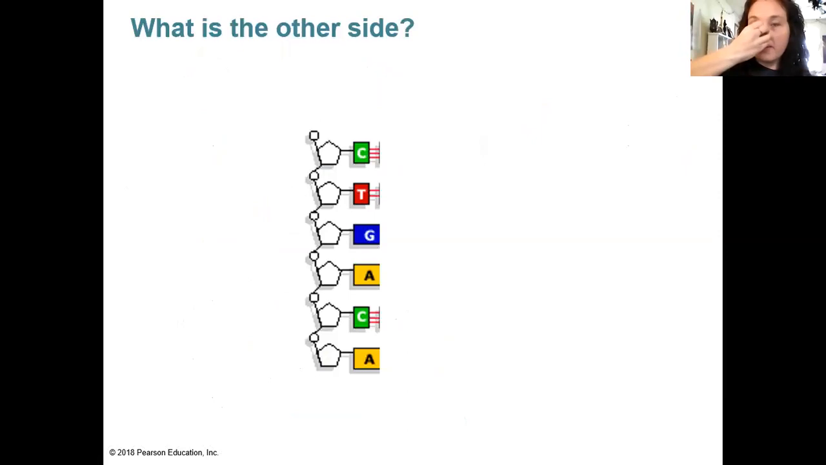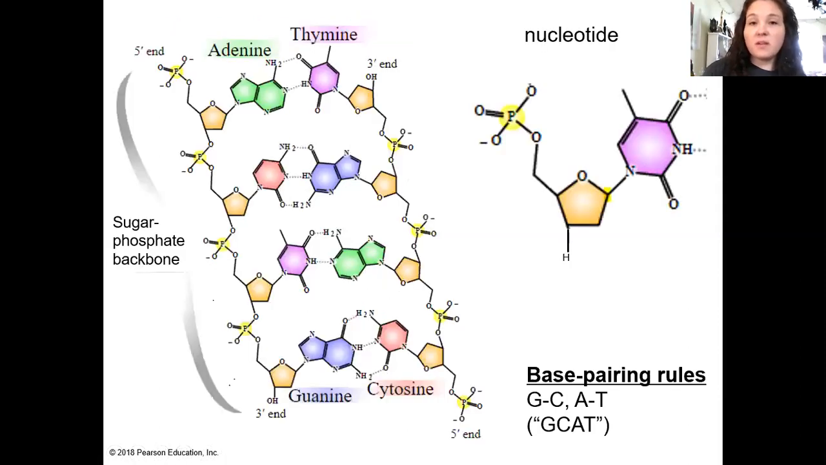Now pause the video and use the base pairing rules to fill in the other side of the DNA molecule. And what you should get, pause. Okay, what you get over here is G. You should have A, you should have C, you should have T, you should have G, and you should have T, because those are the base pairs.